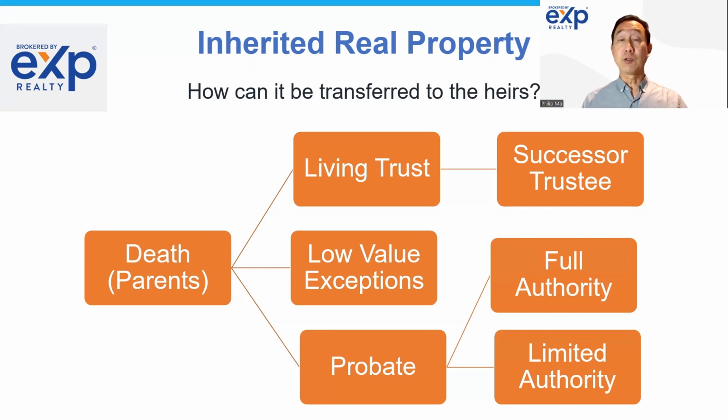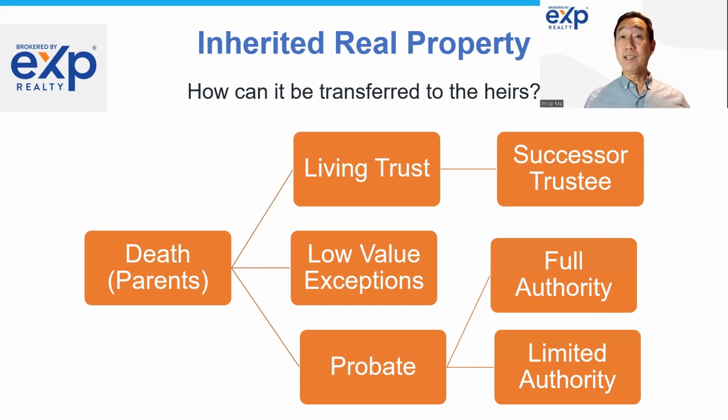Usually, a successor trustee has been named in the trust document, and a preliminary change of ownership form would just have to be filed in the county where the property is located, naming that successor trustee. At that point, the successor trustee is able to hire a real estate agent and go through the process of selling the property if that's what they choose to do.